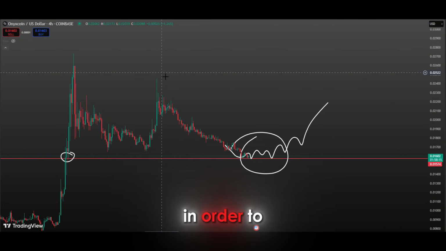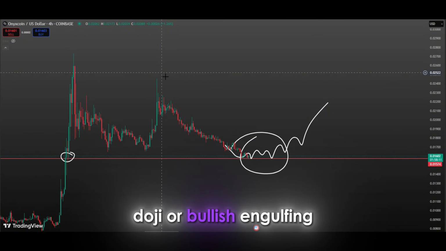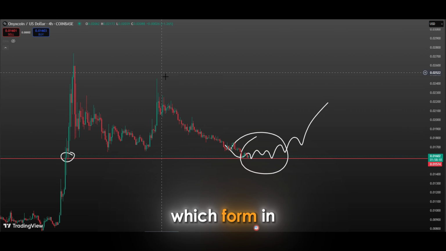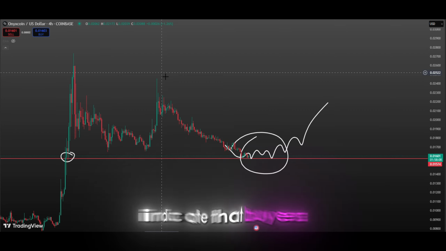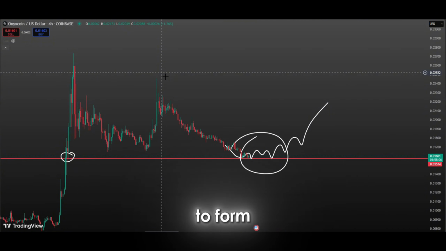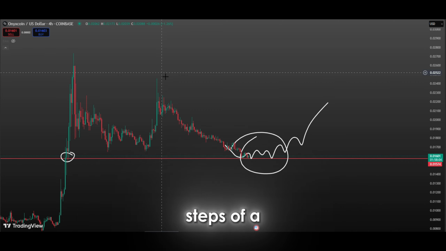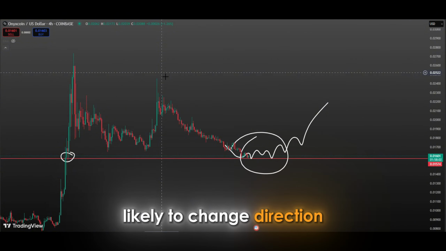In order to assess the strength of the reaction from the support level, it is also necessary to look at candlestick patterns. In particular, patterns such as pin bars, doji, or bullish engulfing, which form in such areas, indicate that buyers are starting to take control. If such patterns are forming at the support level, and the subsequent candles are starting to form higher lows and higher highs, this could technically be the first steps of a reversal structure. This means that the market is increasingly likely to change direction.